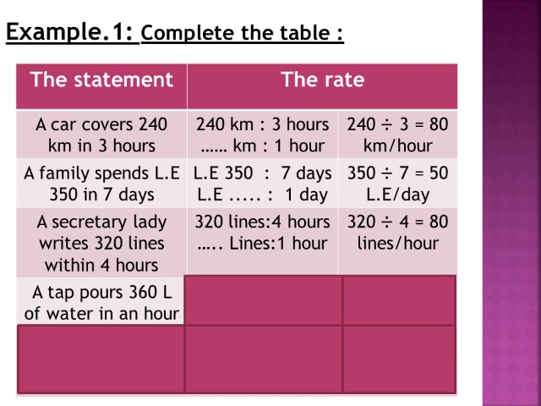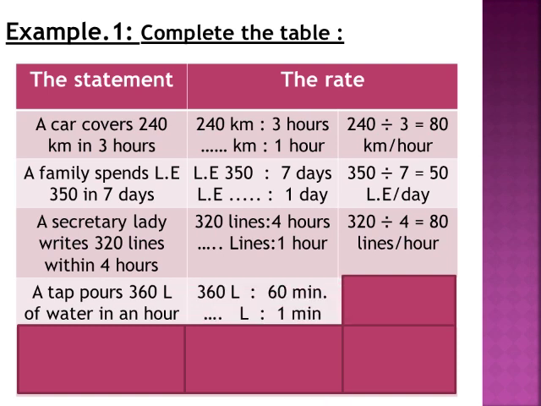Another example. A tap pours 360 liters of water in an hour. How many liters in 1 minute? 1 hour equals 60 minutes, so we convert hour to minute first. 360 liters in 60 minutes. How many liters in 1 minute? We divide. 360 divided by 60 equals 6 liters per minute.